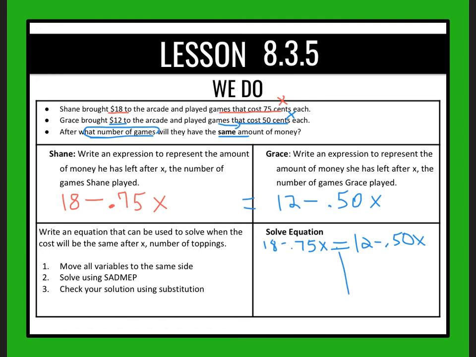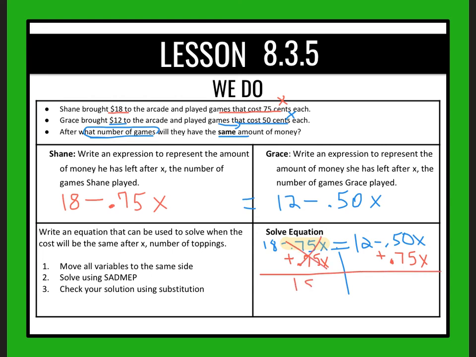So again, Miss King is going to move her variables over to one side. So I'm going to go ahead and move my 75 cents x over to the other side. Again, excuse me, let me go ahead and do that. All right, so I'm going to start by adding 75 cents x to both sides. Remember, it's like terms. You must keep it with the 50 cents x. So I'm moving everything over.